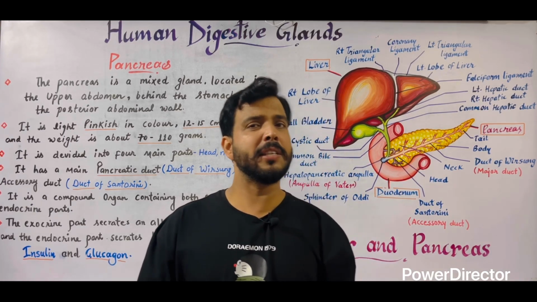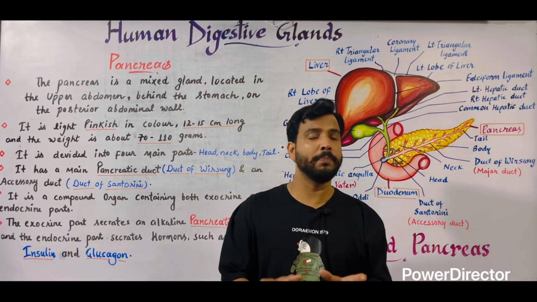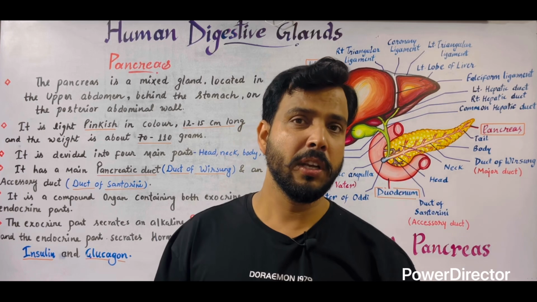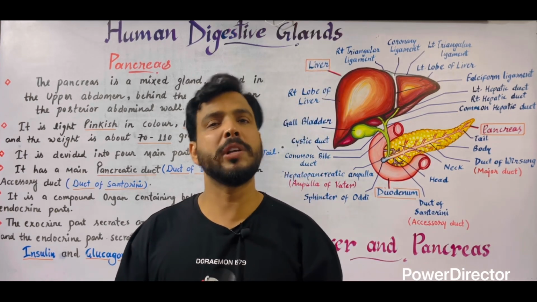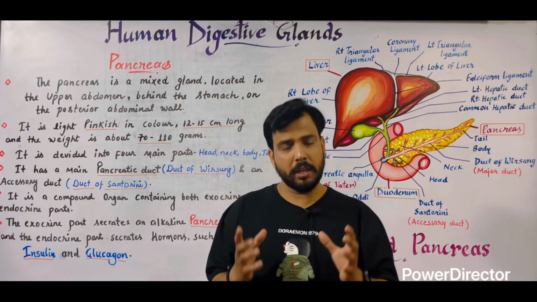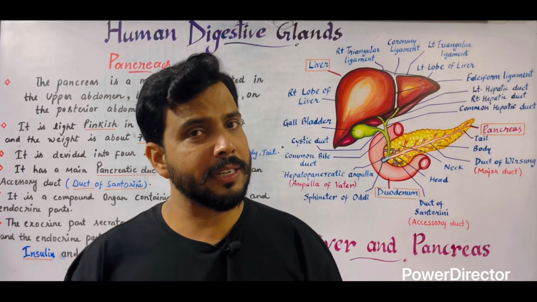The pancreas is a mixed gland. Why is it known as a mixed gland? Because it performs both functions, exocrine and endocrine. Now you may be confused: what do you mean by exocrine and endocrine? So I will explain. In our body there are two types of glands present, the exocrine glands and the endocrine glands.